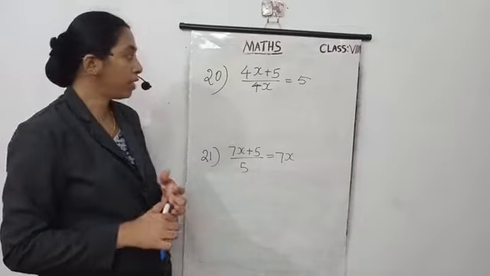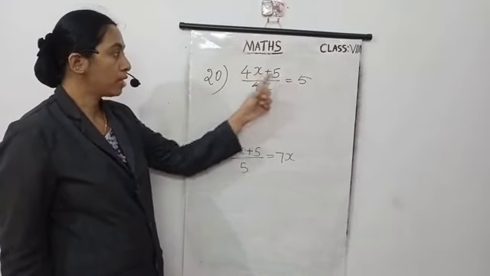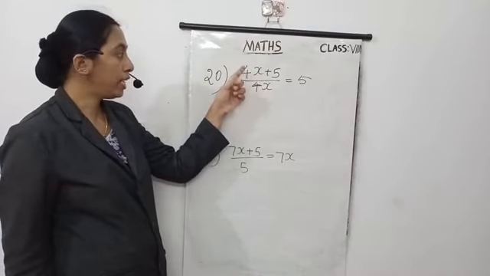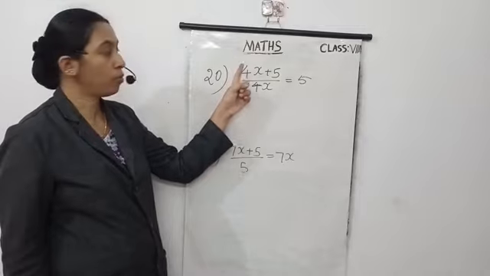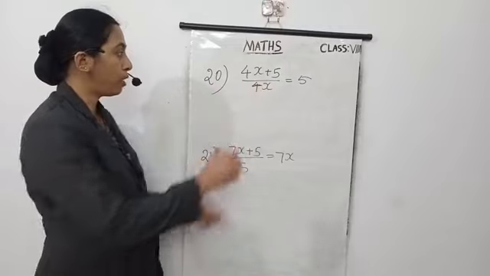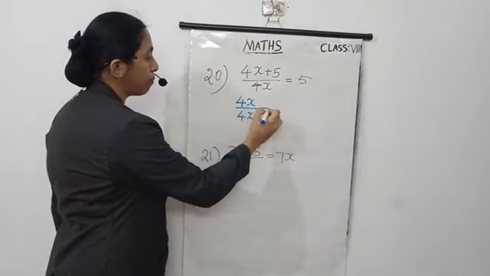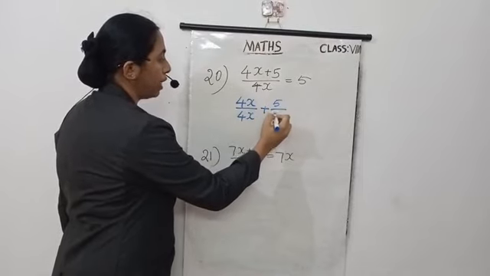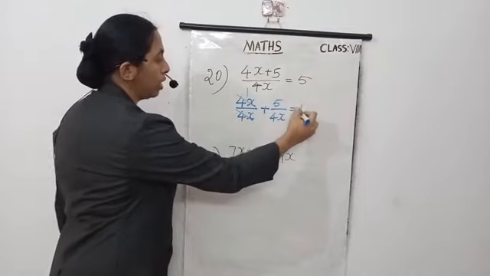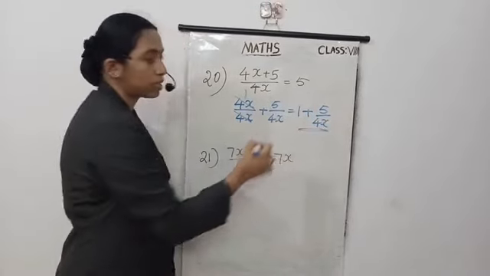Now question 20. 4x plus 5 by 4x equal 5. So here a polynomial divided by a monomial. So we need to divide each term of the polynomial in the numerator by the denominator. So this is 4x by 4x plus 5 by 4x. So 4x by 4x we can cancel. So here 1. So 1 plus 5 by 4x. This is the correct answer.